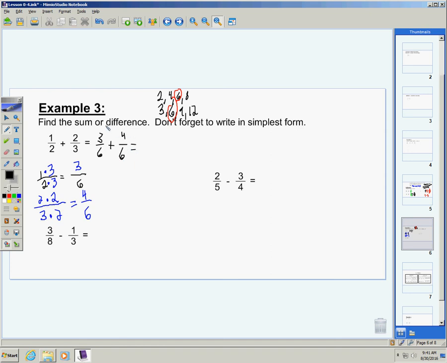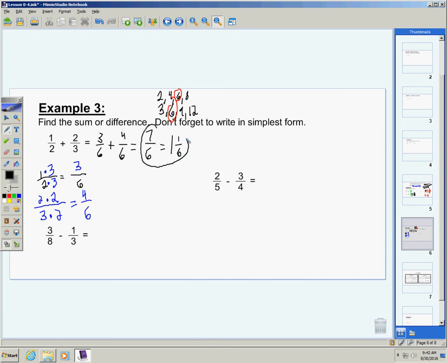I get 7 sixths. I'm okay with this as an improper fraction. If you wanted to convert this to a mixed number, you could write it as 1 1/6. Either of these answers is fine with me. Down here we have 3/8 minus 1/3. It's going to be the same thing.